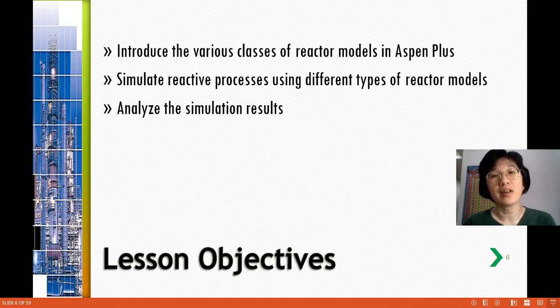So upon the completion of this chapter on the simulation of reactive process, you should be able to introduce various classes of reactor models in Aspen Plus, and be able to simulate the reactive process using different types of reactor models and analyze the simulation results. So with the introduction of the software, you are able to solve the chemical reaction engineering problem without doing it manually. Just use the software to speed up the progress.